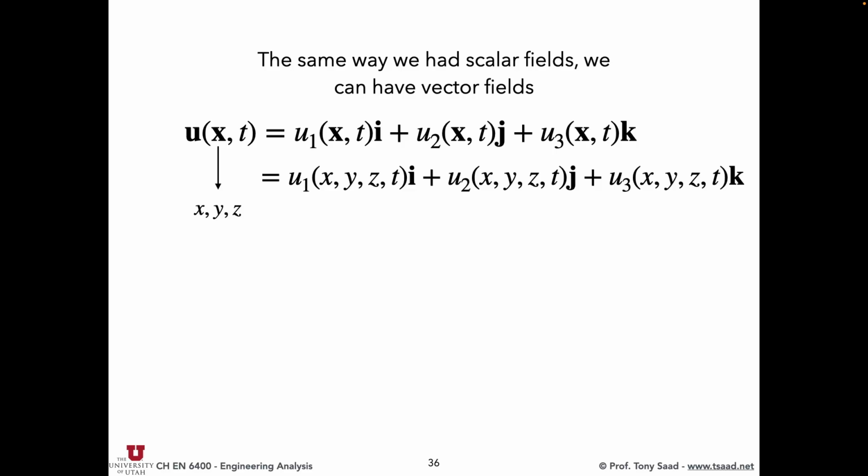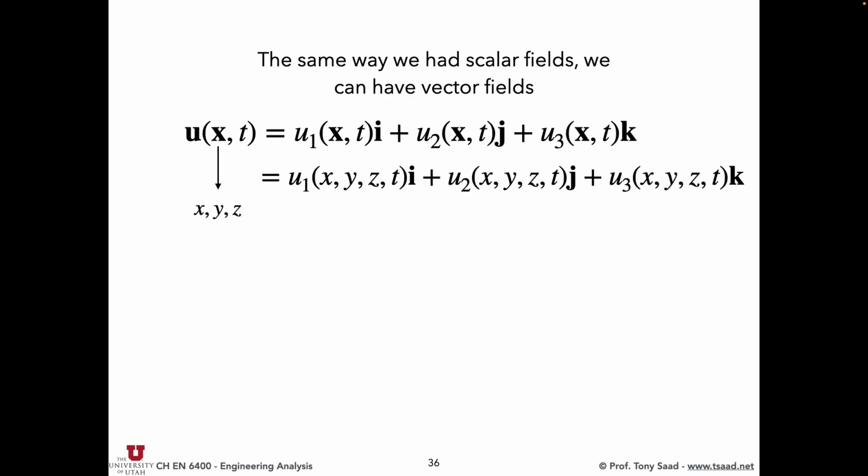So the way I would write this is u vector, boldface, of x and t. Remember, x is a position vector that gives me the point x, y, z in my physical domain. And that consists of 3 components, u1, u2, u3. u1 is the x component of u, and it's also a function of x and t, so it's a function of x, y, z, and t. And that's only in the i direction. Same thing for the second component in the y direction.